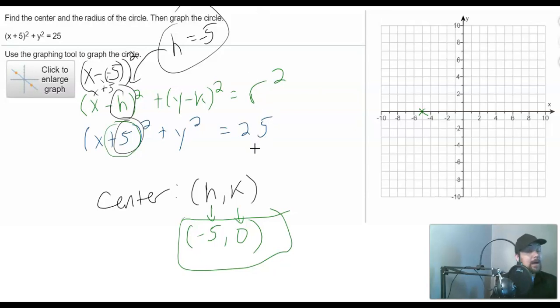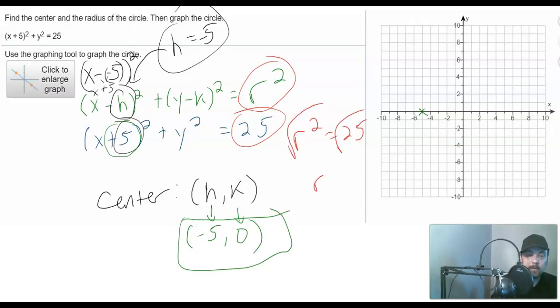It's not 25. It's a little more rare of a mistake, but occasionally I'll get students that will say, oh, the radius is just this number here. This number is the radius squared, right? The radius squared is 25, which means the radius must be equal to 5. You take the square root of that number to get the actual radius.